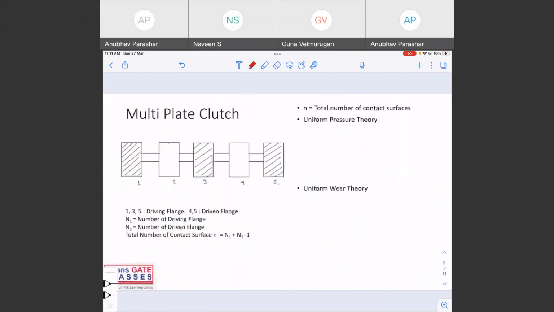Okay, so there can be a multi-plate clutch. Objective questions can be made from here, okay? There can be a multiplate clutch. We'll see where multiplate clutches are used exactly, right?